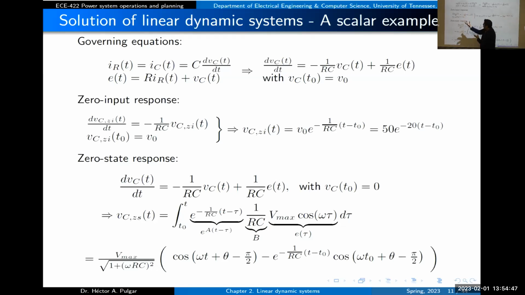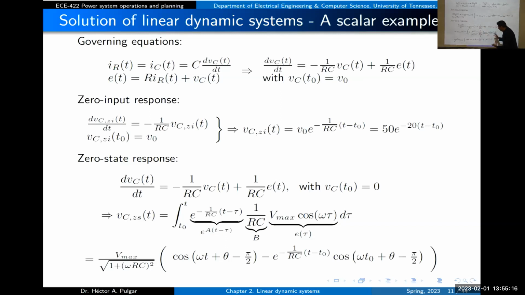This coefficient here will give you the rate of change. What is the time constant of this exponential decay? And the solution is right there. So 1 over RC is going to be the rate in this case. And the second part, which is the zero state response, will have to do with solving the integral. Because the equation is not a matrix equation anymore, it's a scalar equation.